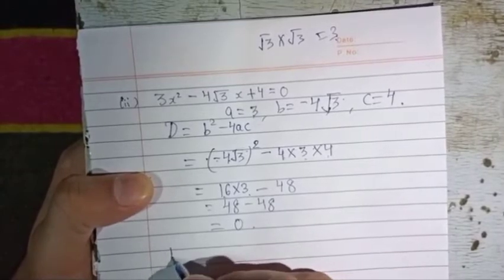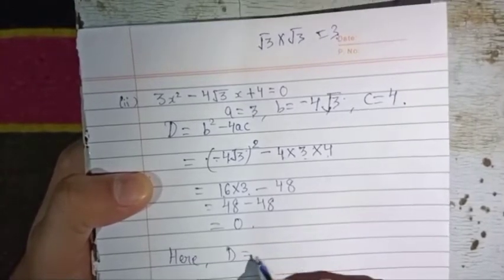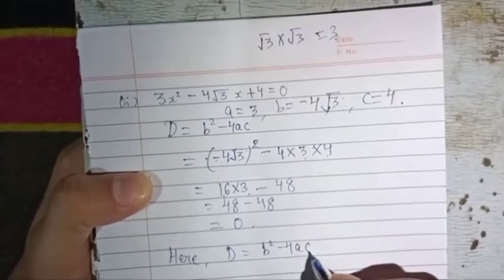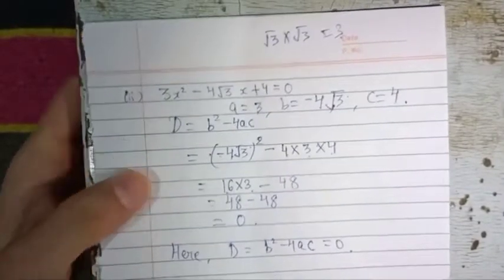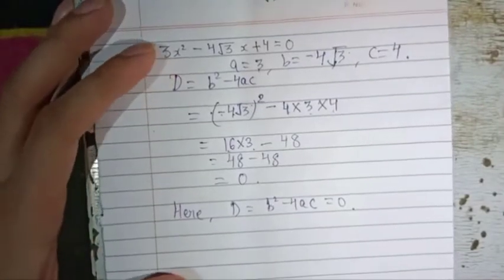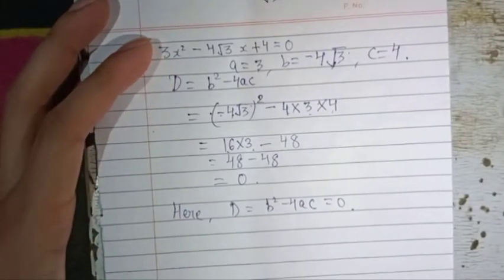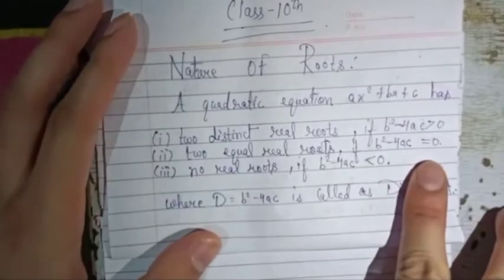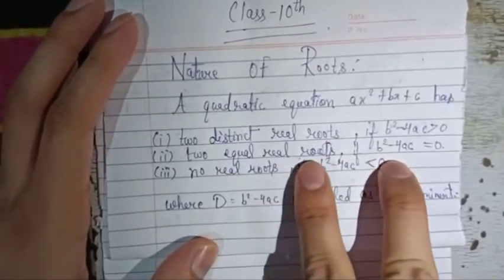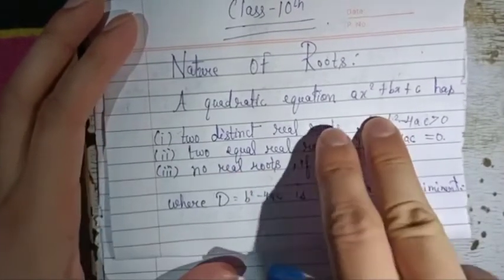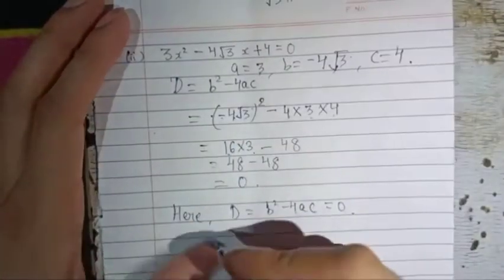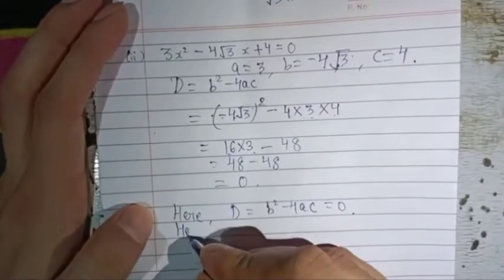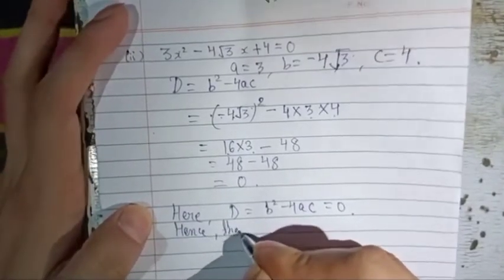So here the value of D, that is b square minus 4ac, is equal to 0. When the value of b square minus 4ac is equal to 0, we know that there will be two equal real roots. So we will write, hence there are two equal real roots.